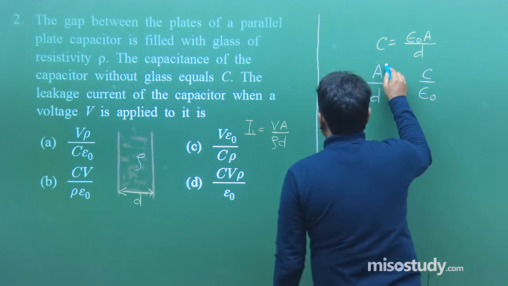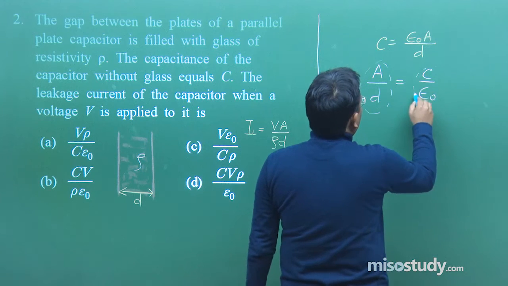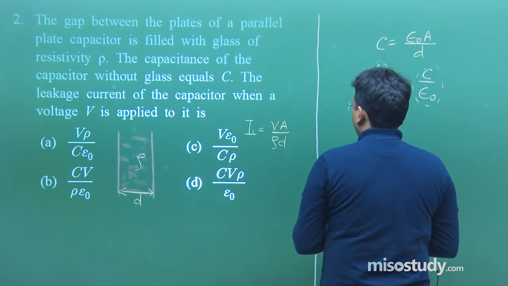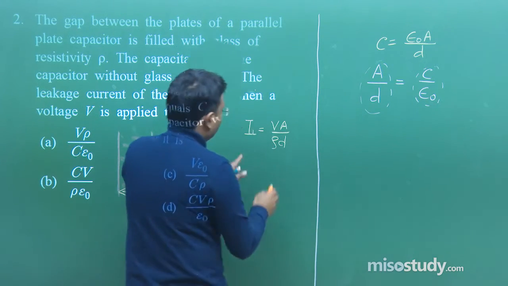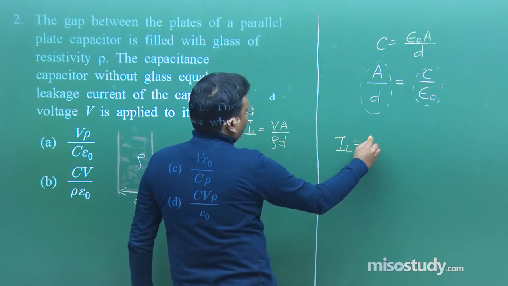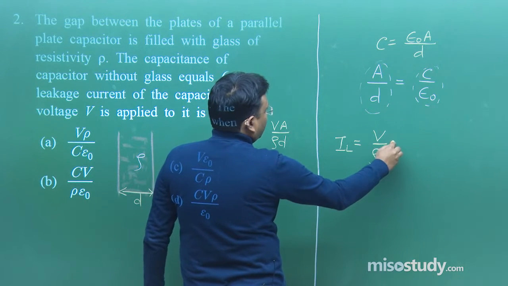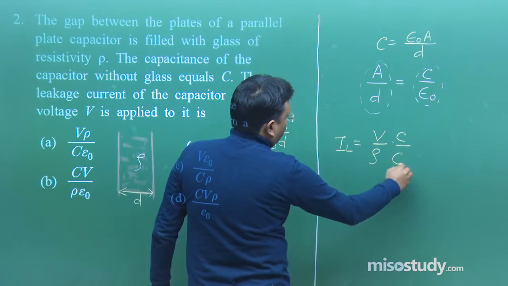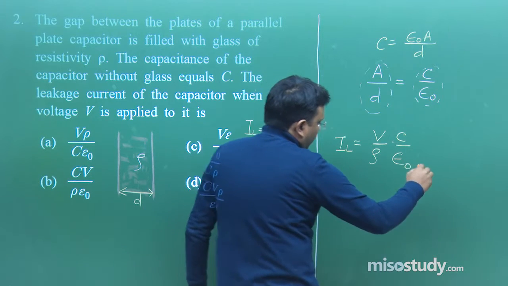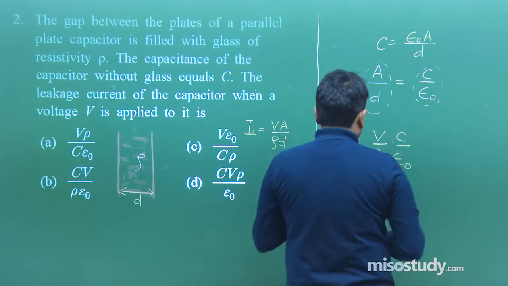Fine. Do one thing, replace this value of A by D in terms of this over here, fine. So, what I will do, please use this value. So I leakage is equal to V upon rho into C upon epsilon naught. I hope you will find it simple enough.